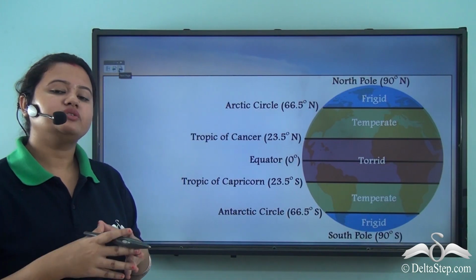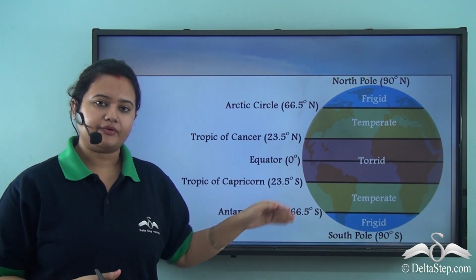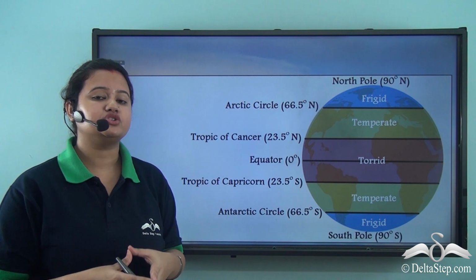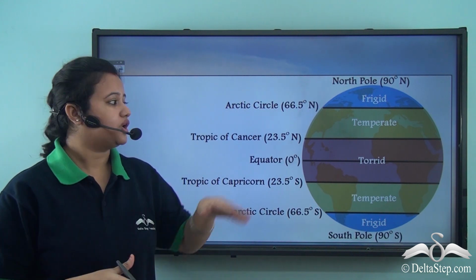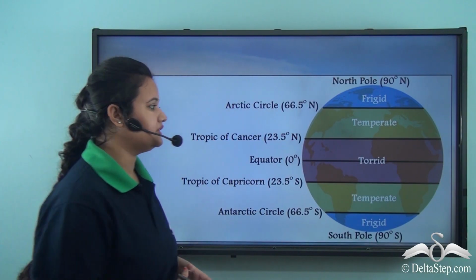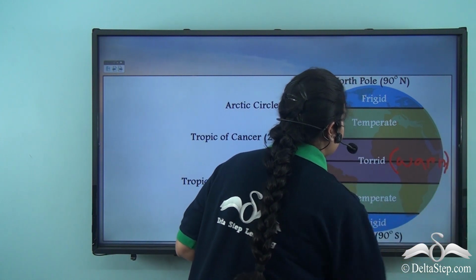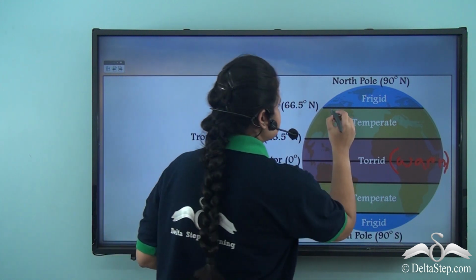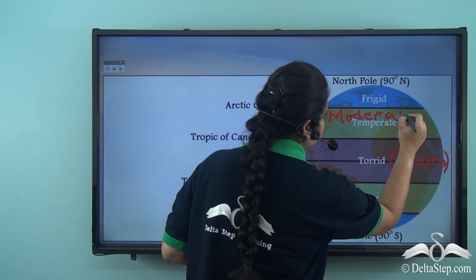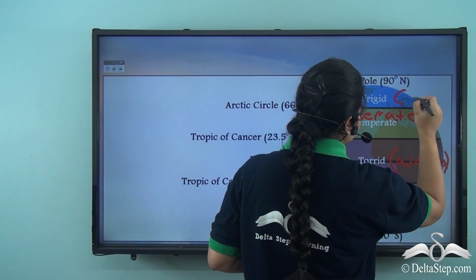Now, temperature not only varies seasonally or daily, but it also varies from one place to another. See, here we have a globe and we can see that the entire globe is divided into various climatic zones based on the temperature conditions. This is to say that the torrid zone or the tropical zone experiences higher temperature, that is this zone is quite warm, whereas the temperate zone experiences moderate temperature, that is this zone is neither too hot nor too cold, whereas the frigid zone or the polar regions are too cold.